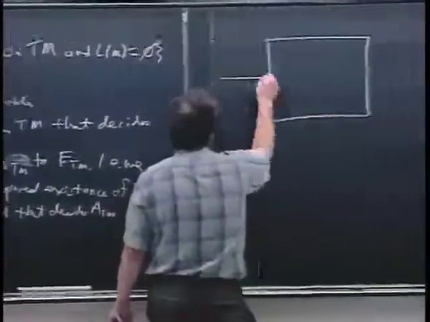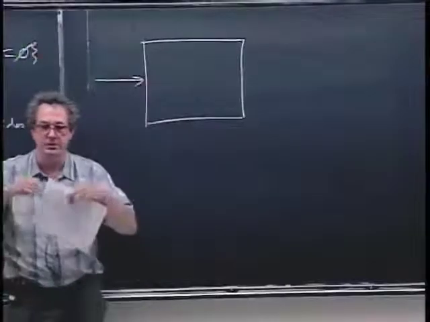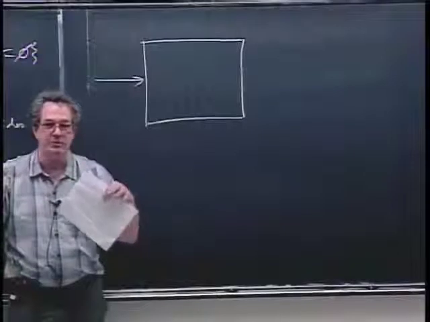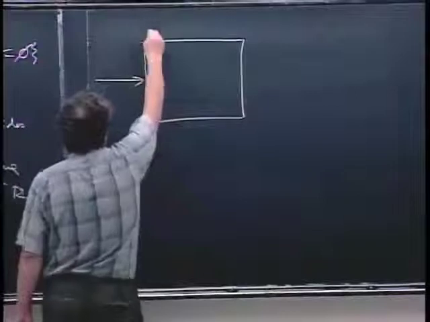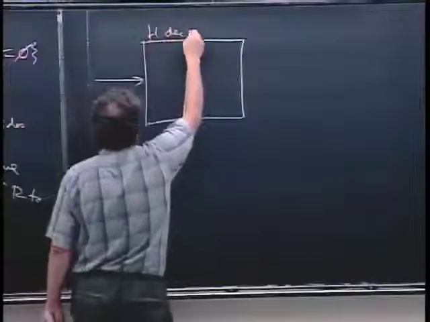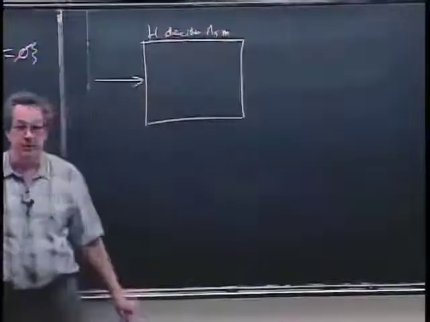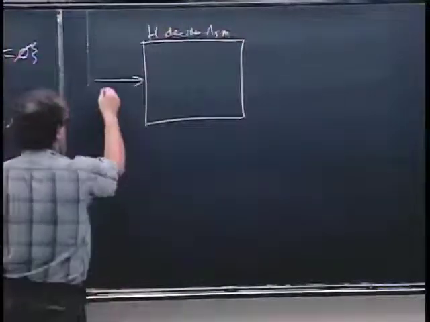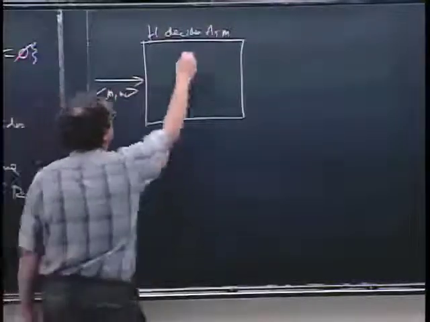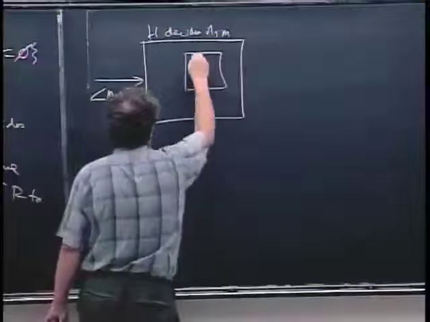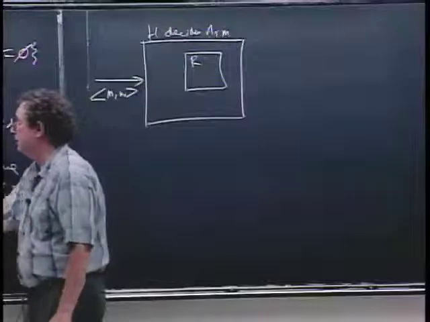I think it's helpful when you're setting up these reductions to see the big picture first of what you're trying to do, and then you can fill in the details. So this is H, and it decides ATM, or it would decide ATM if R exists. And so it takes in input of that form, MW. And inside it, it has R. Okay? It has this supposed Turing machine R that can decide ETM.